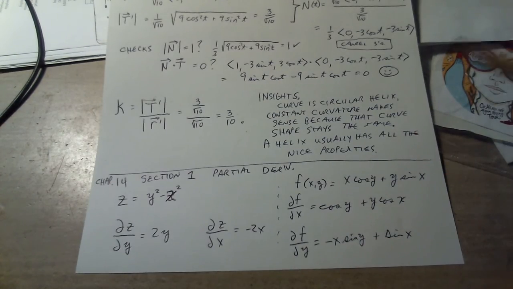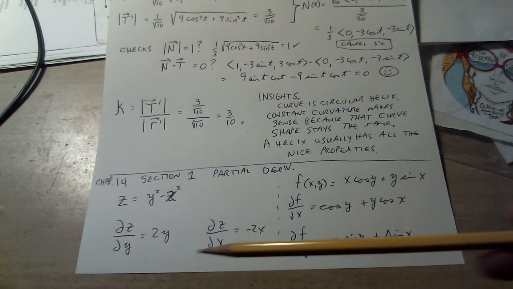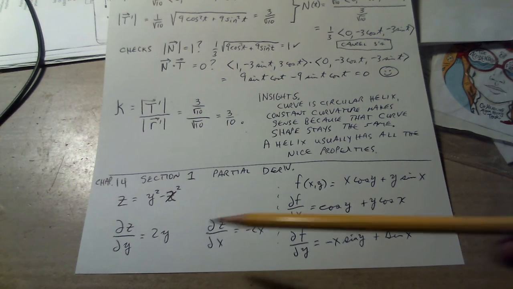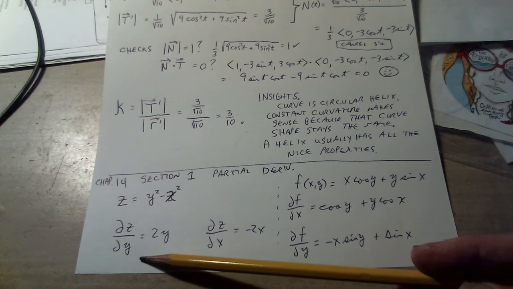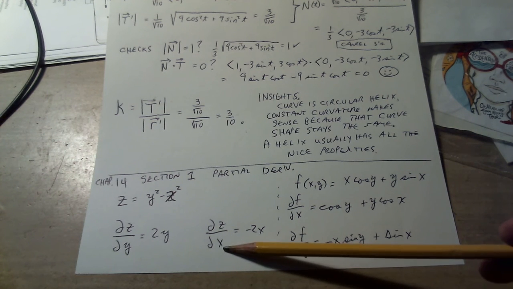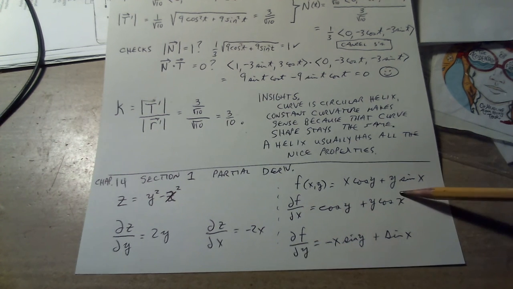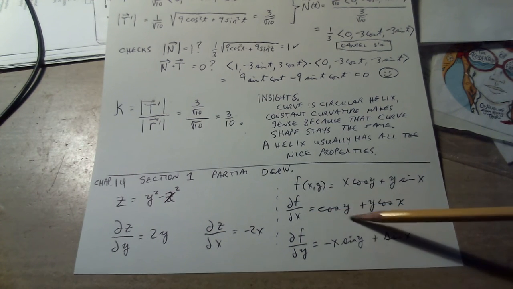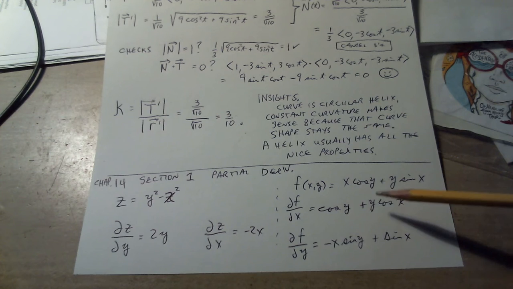So that was number 17, and then we had time to just barely start the next section, which is partial derivatives. Now, we did partial derivatives in differential equations, so you've seen this idea before. Here's z equals y squared minus x squared, and here's the partial with respect to y, the partial with respect to x. Here's f, a function of x and y, the partial of f with respect to y, the partial of f with respect to x. Let's see if we did that right.